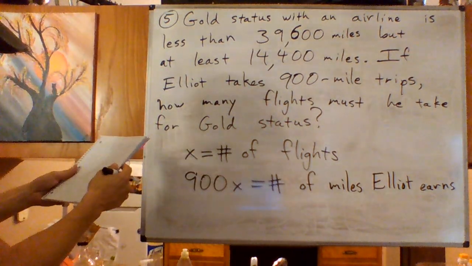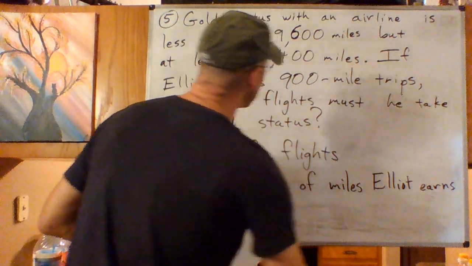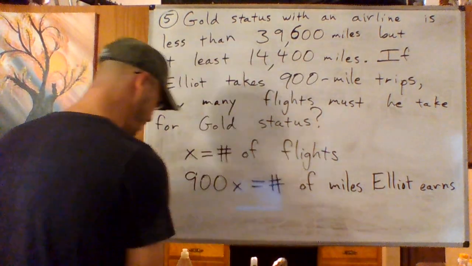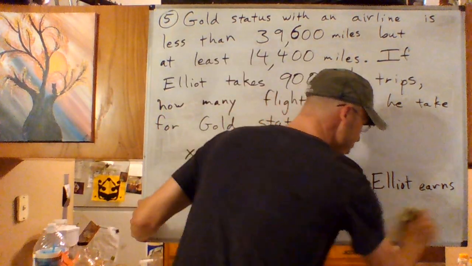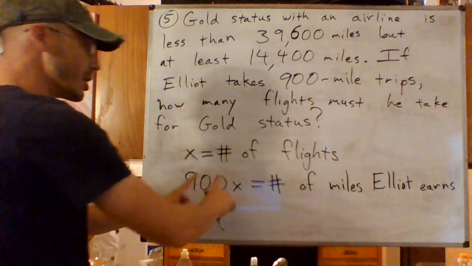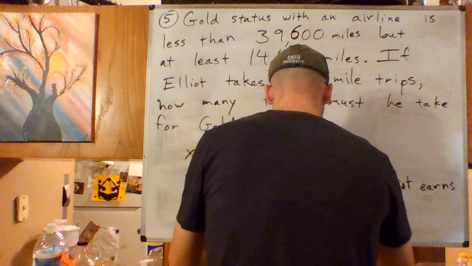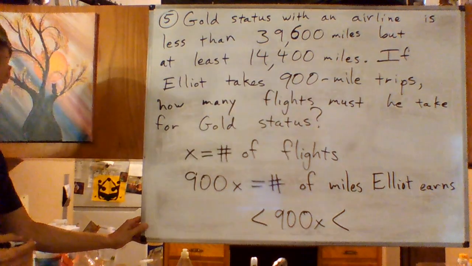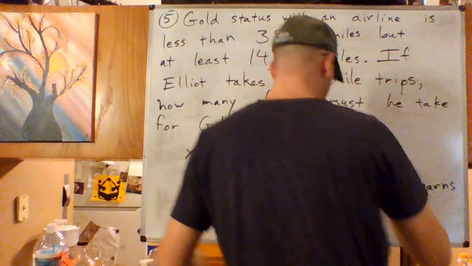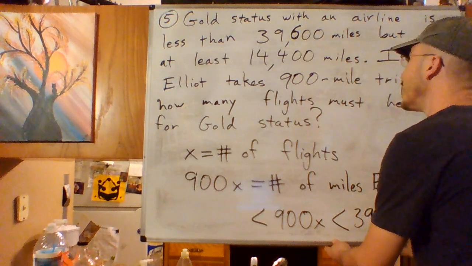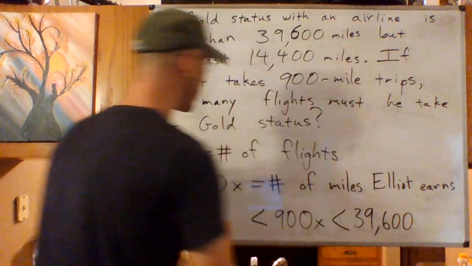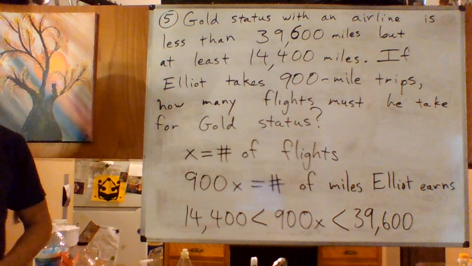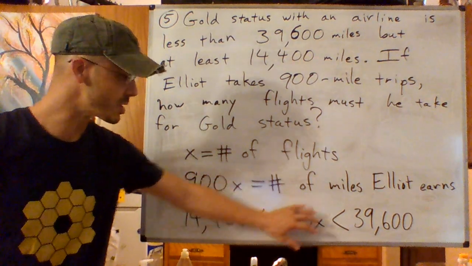All right, so what we need to do is start our inequality. I don't want to erase this before I use it, so the last thing I'll do on the board here is get the inequality that describes this situation. The number of miles, 900x, I'm going to write that in the middle because it's going to be sandwiched between two values. The top value, or the upper limit, is 39,600, and the lower limit is 14,400. So his total number of miles is between those two values.